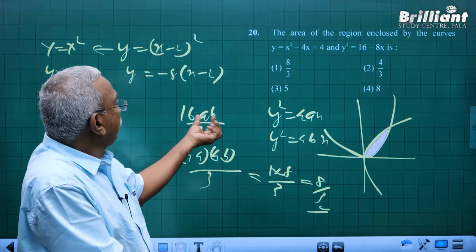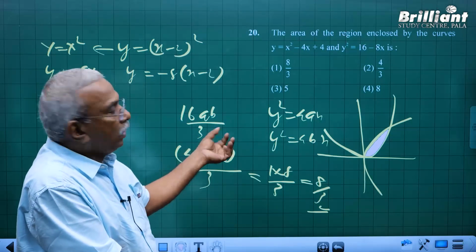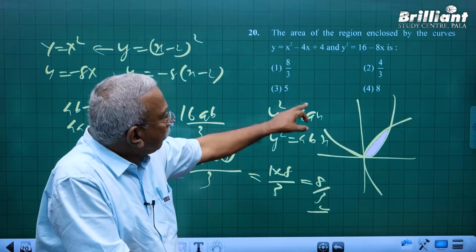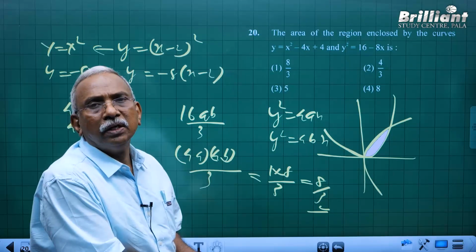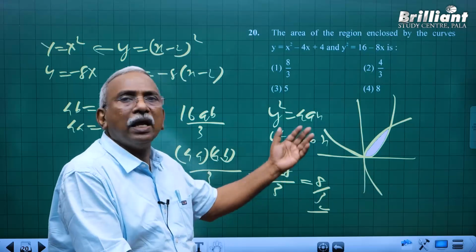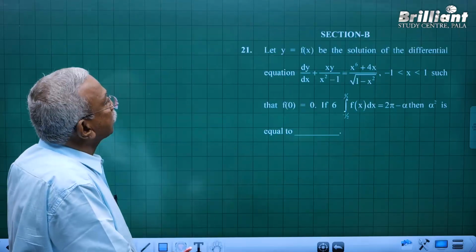So, 16AB is what? 4a into 4b divided by 3. So, you can see these two numbers will be given, 16 and by 3 is there. This 3 is obtained by integration. So, I strongly recommend this formula directly, and we can use the answer of it. Okay. Now, question number 21.